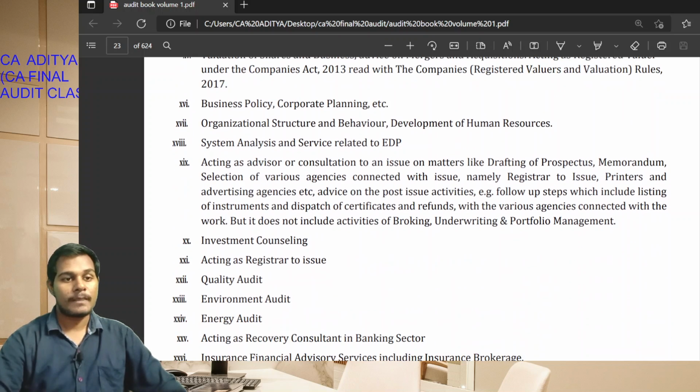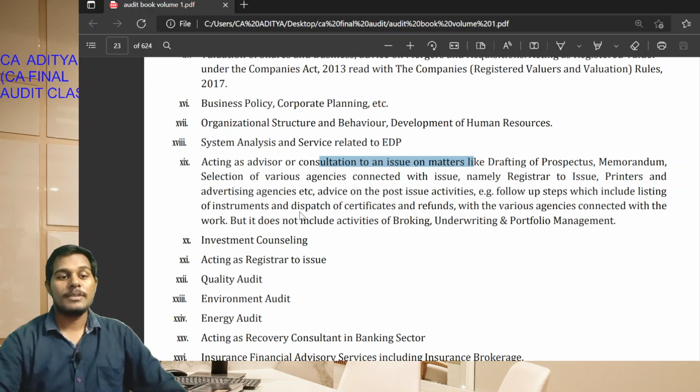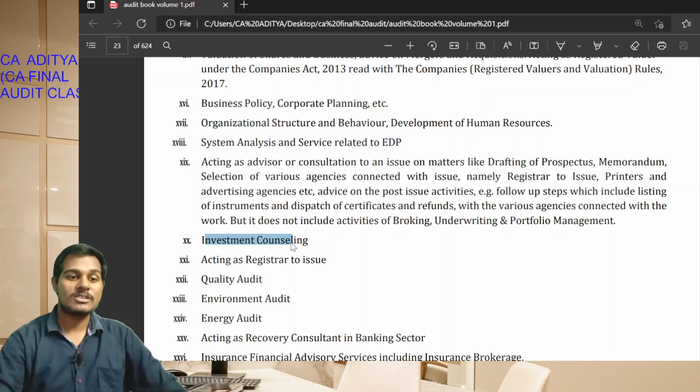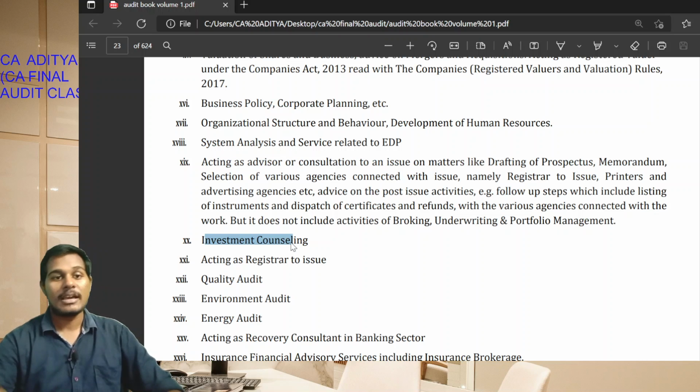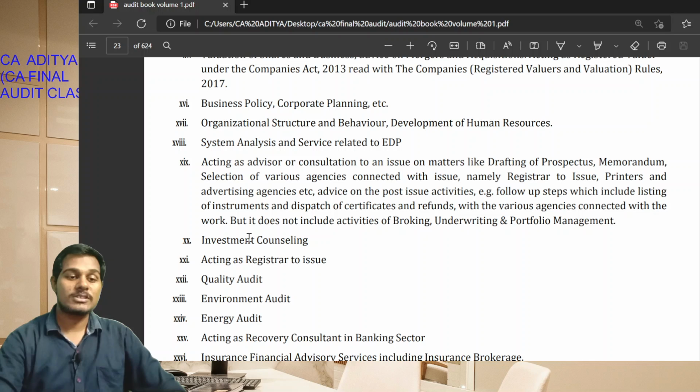Next, acting as advisor. See students, acting as advisor or consultant to an issue is one of the important points. Investment consultancy and investment counseling are allowed, but not acting as investment advisor or broker or agent. If that is the case, then he is guilty of professional misconduct.